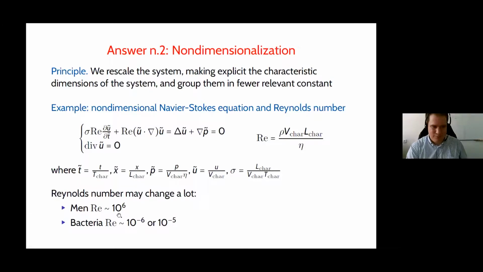You can compute for a man swimming, you get about something on the order of 10 to the 6. So for a man swimming, inertial forces are very important. If you work out bacteria swimming, the Reynolds number is very small. It's 10 to the minus 6. So you can neglect the inertia of the fluid, and throw away all this first part of the equation. That is the fluid dynamics version of what we would like to do for our system.